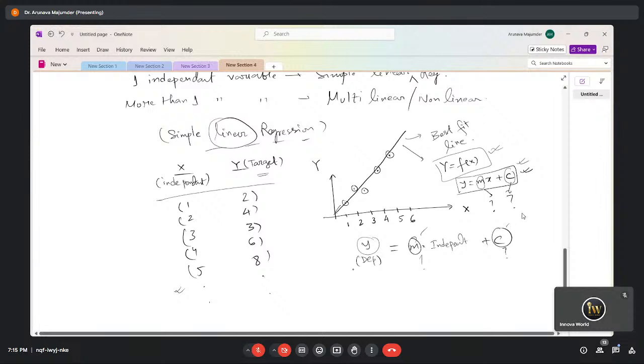Now let us suppose, based on these points, we get the line y equal to 2x plus 3. I don't know whether it will come out like that or not, I'm just giving you an example. Since it is 2x plus 3, if the x value is 10, then what should be the value of y, the target variable? We simply put 10 for x, so it is 2 into 10 plus 3, which is 23. So for x value 10, the y value should be 23.